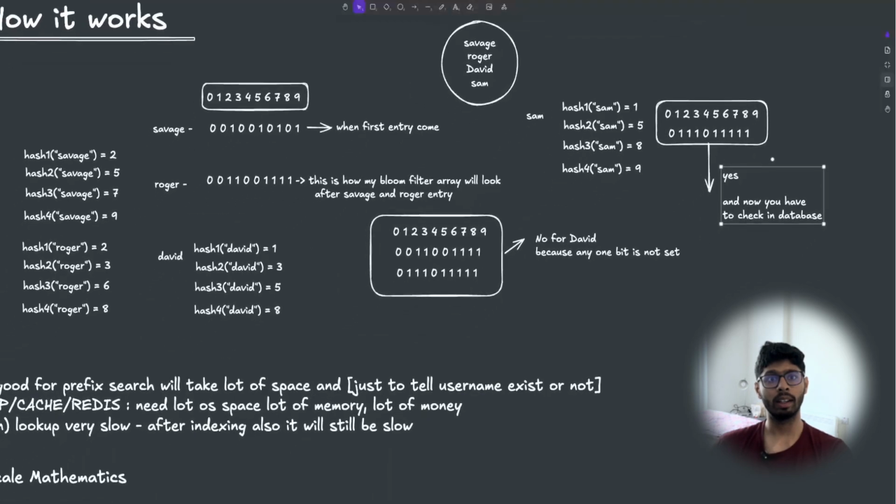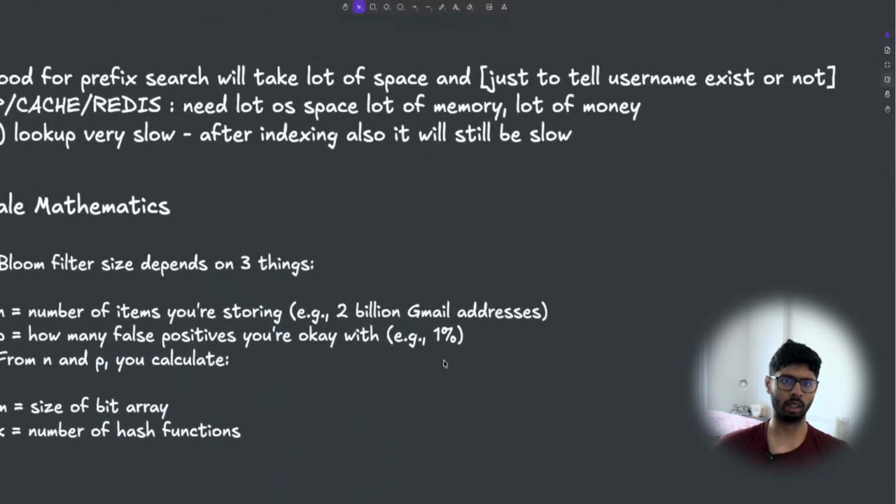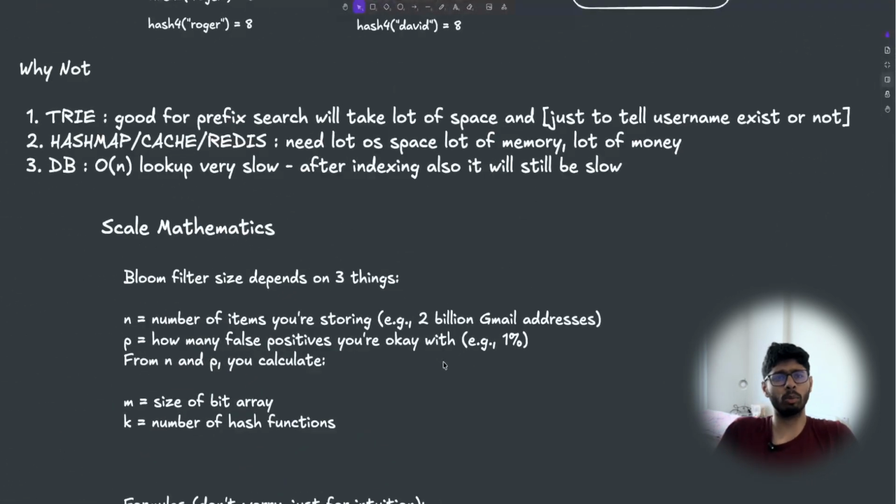Okay, now let me come to one more theory part: why are we talking about the Bloom filter? Why can we not use a trie, why can we not use hash maps, and why can we not use databases directly? So the first answer is trie. Trie works very well with prefix searches. Trie works very well when you have to figure out the next word, or the next statement. For example, if you want to search pen, you type PE, then it will tell you the pencil options.